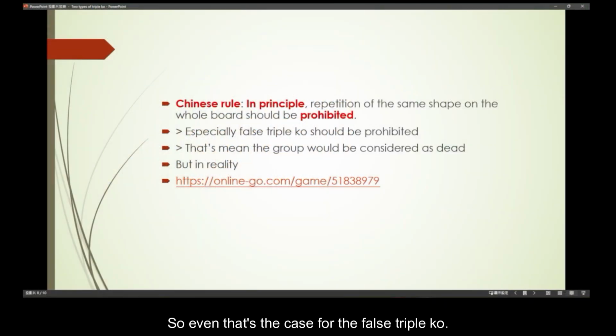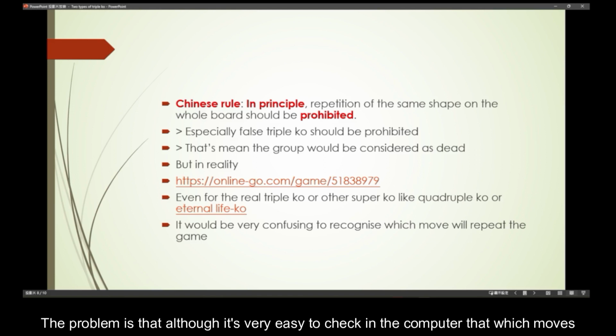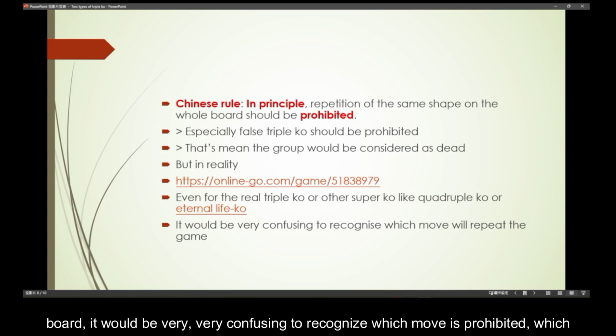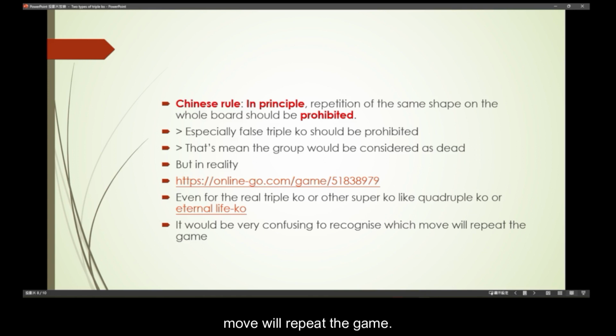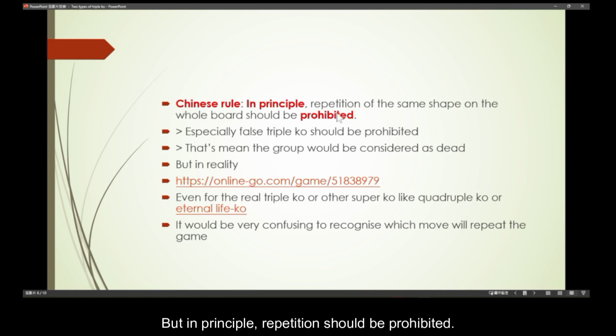Very funny. So even that's the case for the fourth triple core. In reality, even for real triple core or other types of super core like the quadruple core or the eternal life core, the problem is that although it's very easy to check in the computer which move started to repeat the game, in the real game, with two players playing on the real board, it would be very, very confusing to recognize which move is prohibited, which move will repeat the game. So the Chinese rule says that, in principle, that means in reality, we may handle it by chance or by people, by anything. But in principle, repetition should be prohibited.